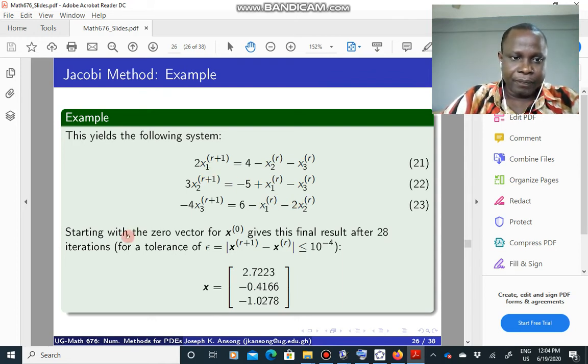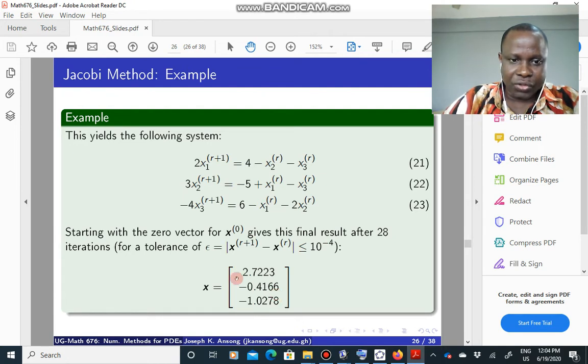So for this simple example, you can start with a 0 vector for x0 and plug it into your scheme, your code. I'll give you a MATLAB code that I used to do this. It is actually at the end of the presentation. Okay, so you go through this, and after about 28 iterations, you end up with this solution.